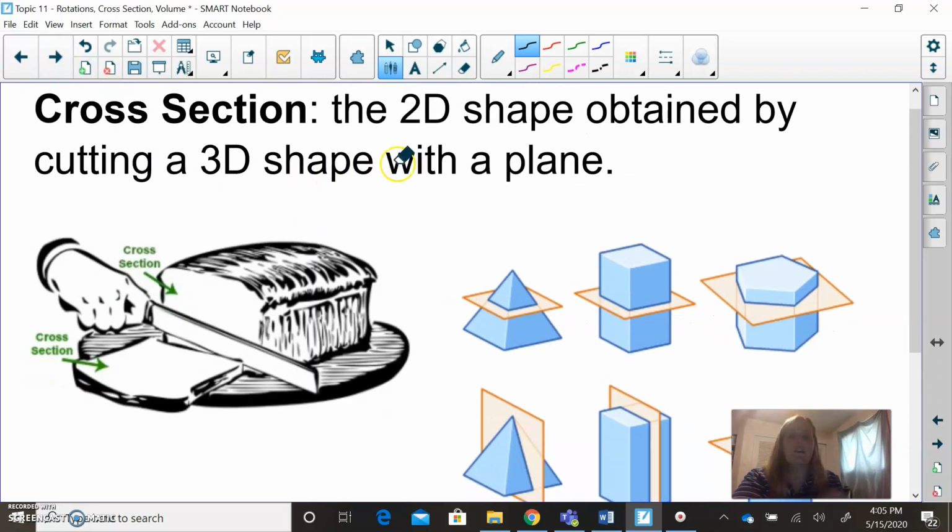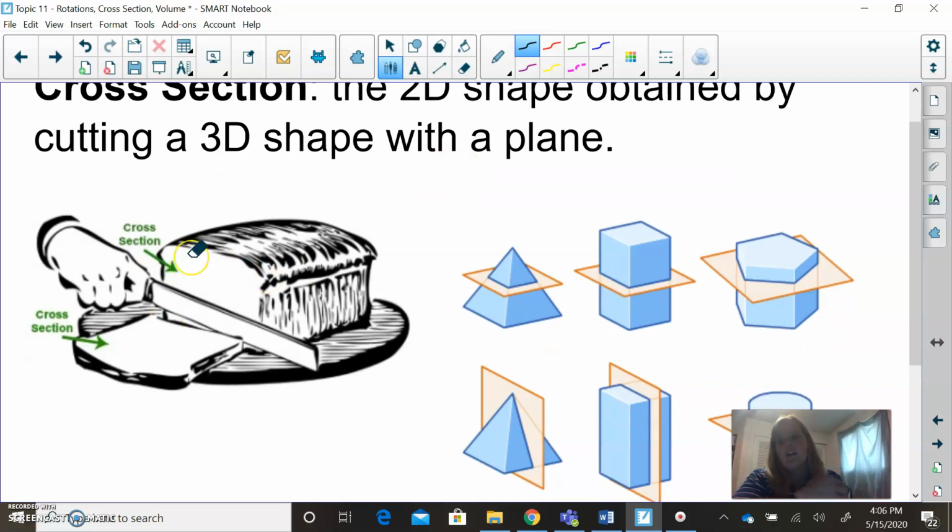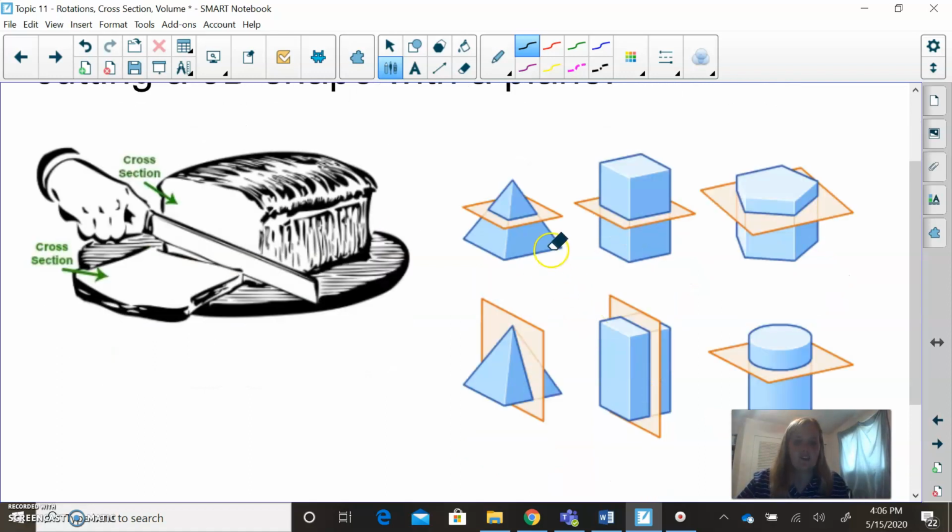Okay, so a cross section is the 2D shape obtained by cutting a 3D shape with a plane. So, like I said, it's like cutting the bread, or like, I like sushi. So, when you cut a roll of sushi, or the guy that makes the sushi cuts it in pieces, okay? That's your cross section.